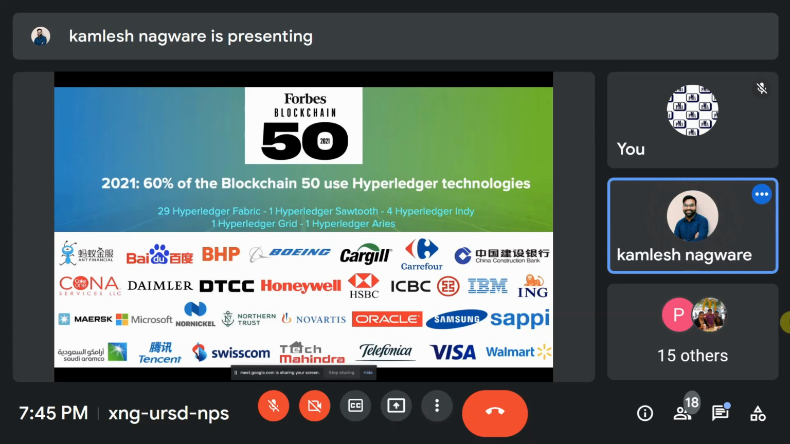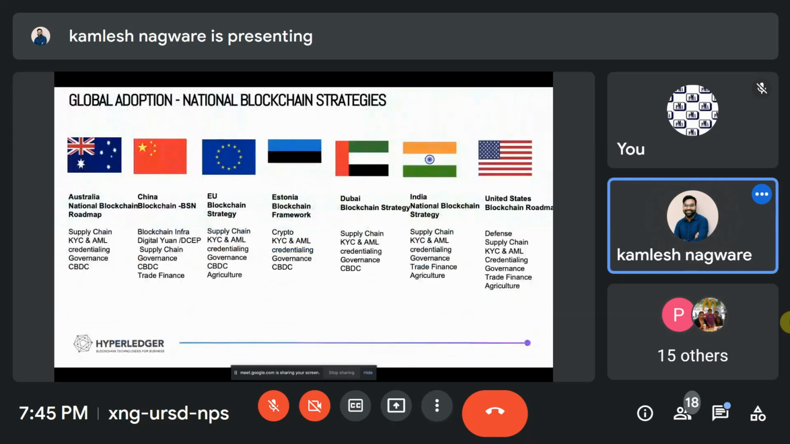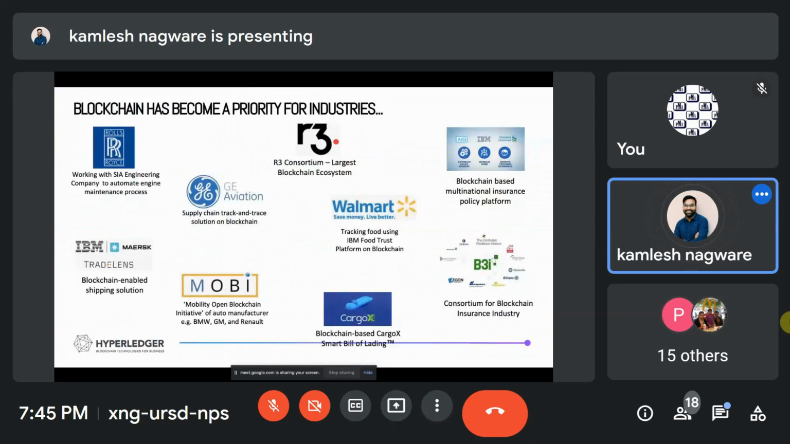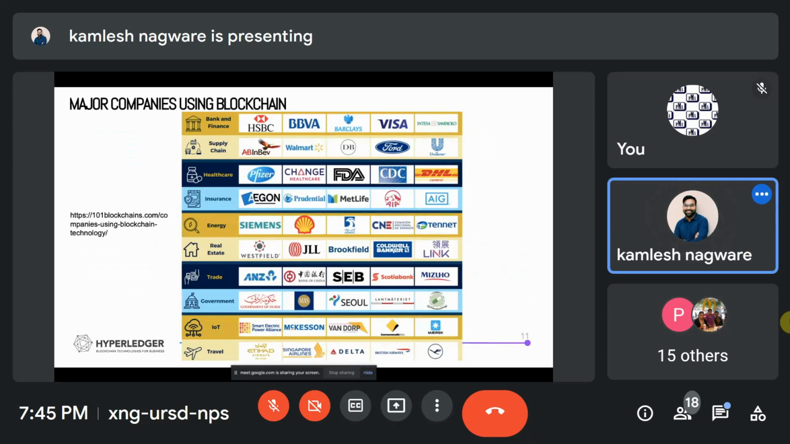and that is across different industries. There are some very well-known case studies like R3, GE Aviation, Walmart, IBM Maersk TradeLens, CargoX, Inmobi. This is the insurance one. So you see, all are using blockchain and building something on it, maybe solving their business efficiency and transaction efficiency problems, but not using any cryptocurrency in their businesses. And there are many such.